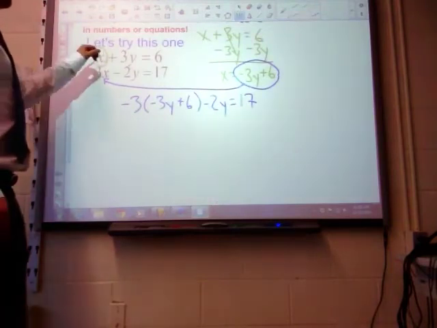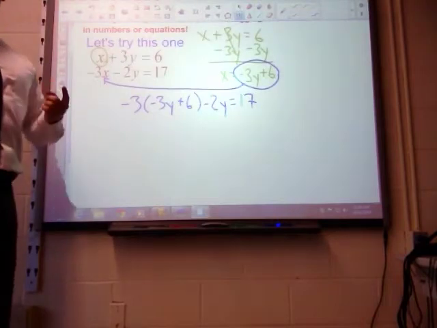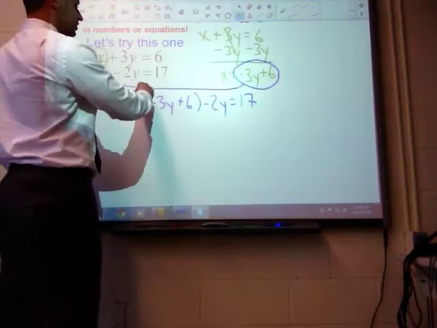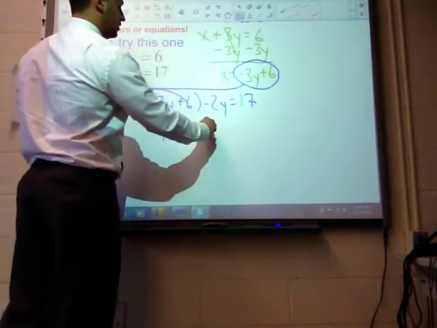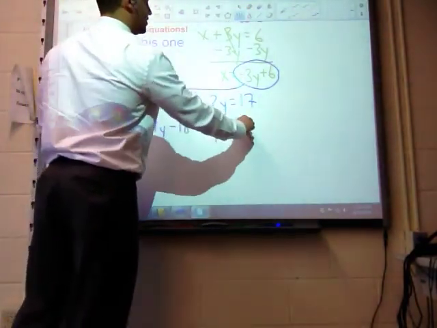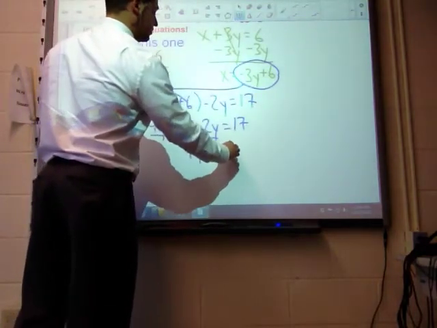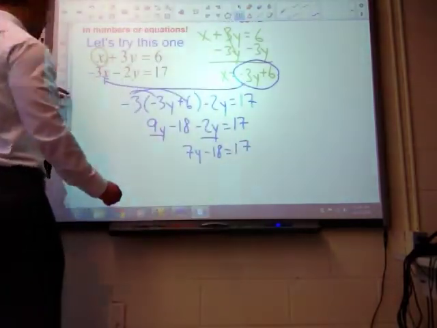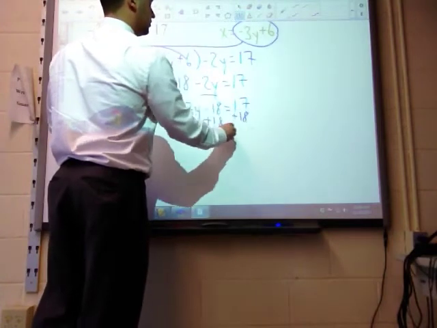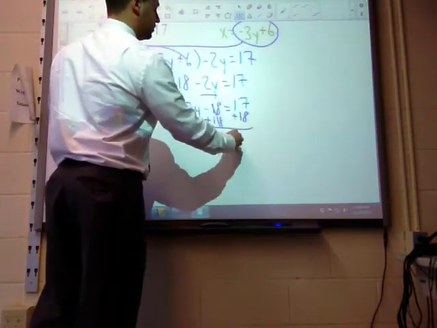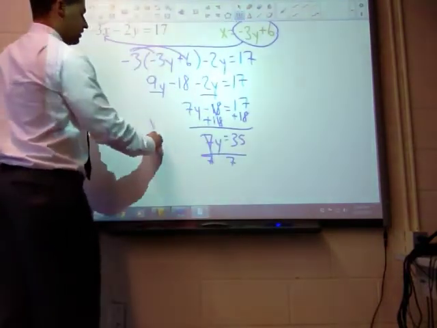So all I've done here is I've solved for a variable and substituted it back into the other equation to get one variable only. So I can distribute, and this will be the steps that you use for all of them. 9y minus 18 minus 2y equals 17, so I'm going to solve now. Combine my like terms, 7y minus 18 equals 17. Add 18 to both sides. 7y equals 35. Divide by 7, and y equals 5.